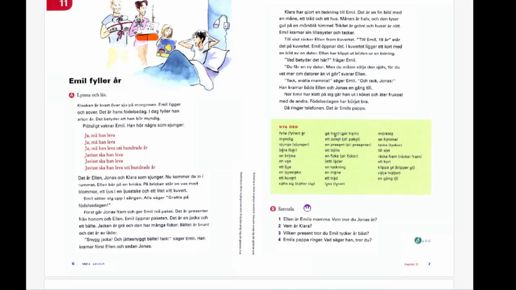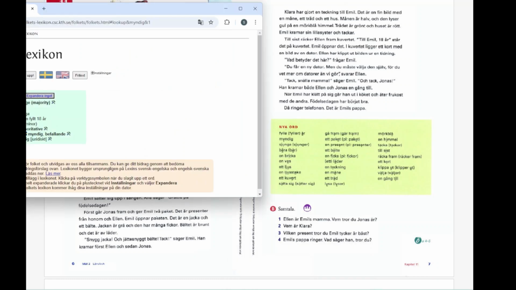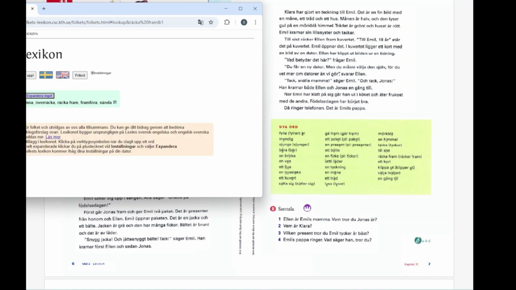And gå fram, go in front, is changed to går. They are going in front. Also, lysa is like shine. Lyser is shining. Okay, till sist, in the end. Räcka fram, to extend in front of, but we can check what it means. Räcka fram, present, yeah. So they extended their gifts to Emil.